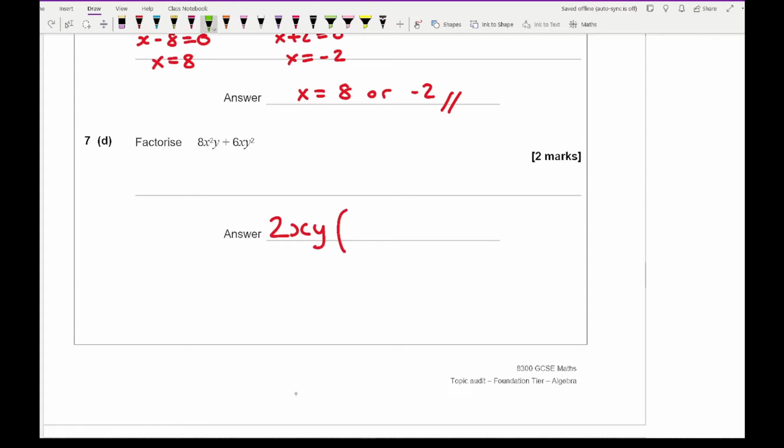So next it's a case of what do I need to multiply 2 by to get 8x squared? Well, that's going to be a 4 to make the 8. I need another x and the y I've got, so that's absolutely fine. Then for the next one, what do I need to multiply 2 by to get 6? Well, I need a 3. I've got a single x and I've got a single x, so that's fine. I've got y, but I want y squared, so I'm going to need another y. So the final answer then is 2xy outside the brackets, and inside the brackets 4x plus 3y.